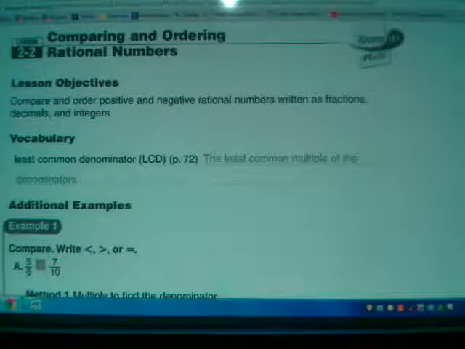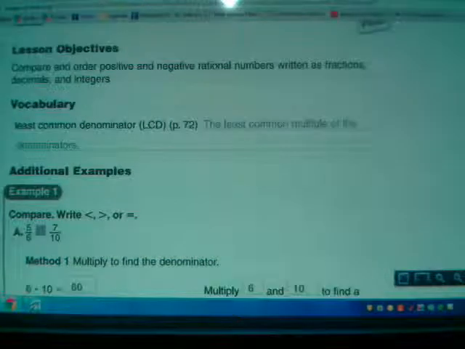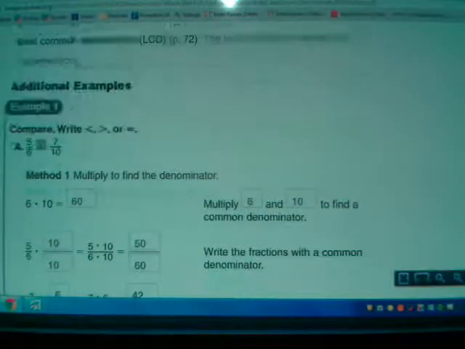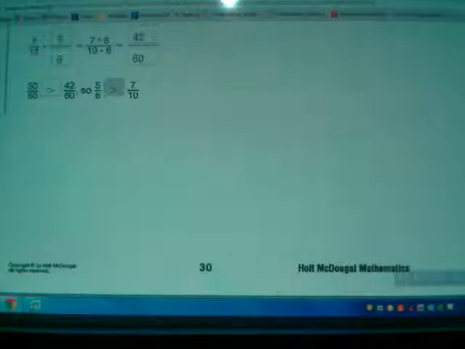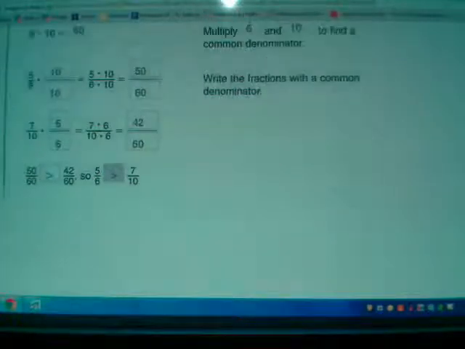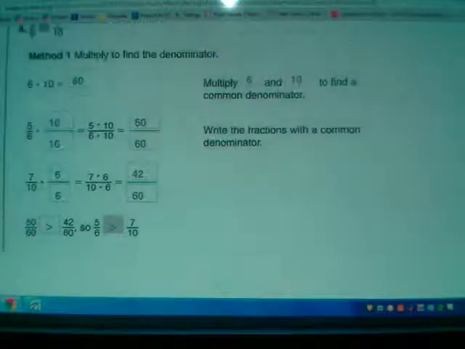So if we look at the first question, in the first question they're asking us to compare 5/6 and 7/10, and they're asking us to compare them with greater than, less than, or equal to. So let's take a look at where they start here.